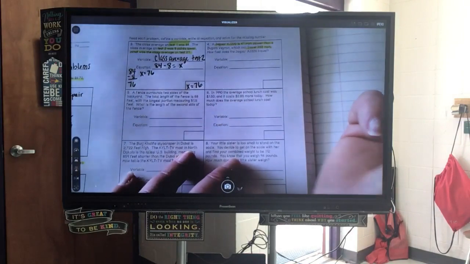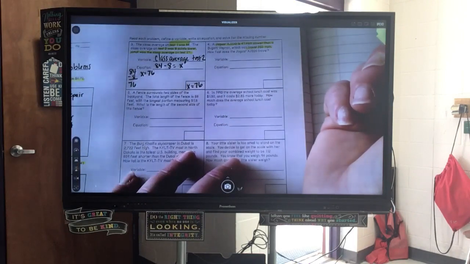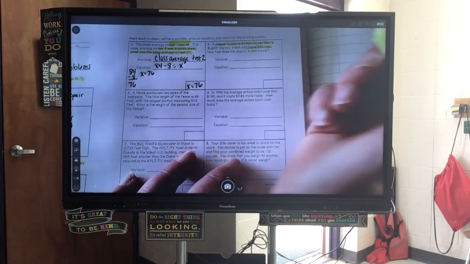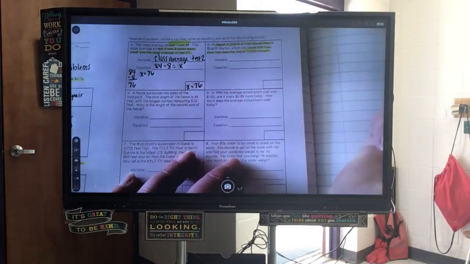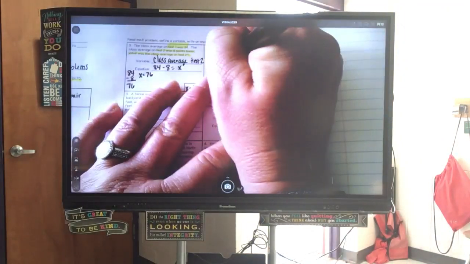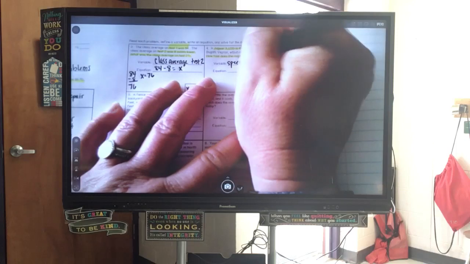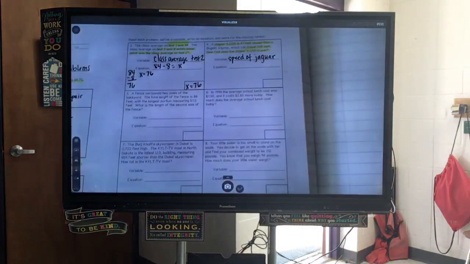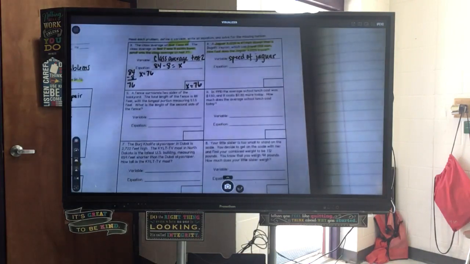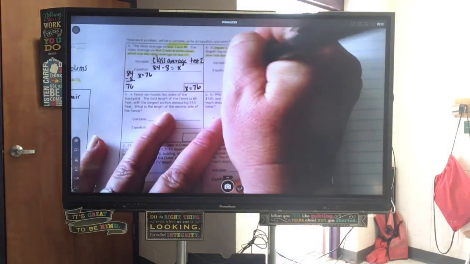And then, what's the last thing that is important? What's the question? What are we trying to figure out? Isaac? How fast the Jaguar goes? Yes. Alright, so essentially the variable is the speed of the Jaguar. So what is our equation essentially going to look like? What do you think, Aiden? 253 minus 41. Yes. 253 minus 41 equals x.